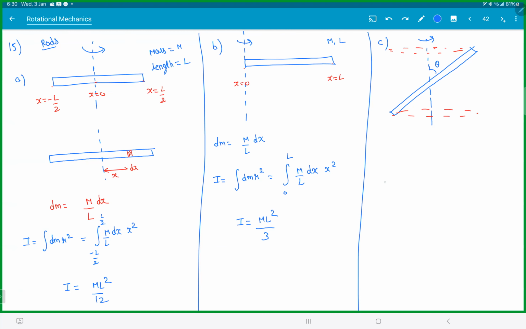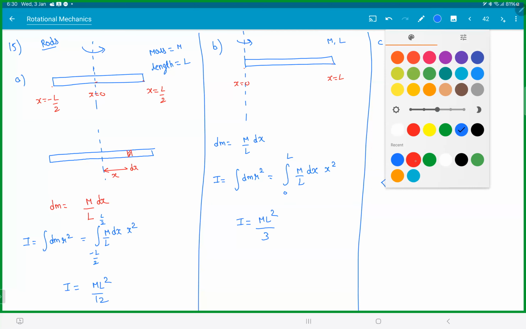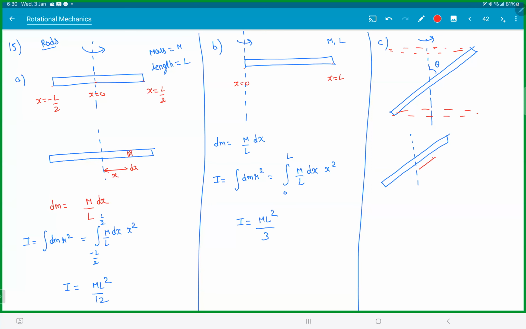Same idea here. The only difference is, now understand one thing. Whenever you take limits, whenever you take elements, the element should always be taken along the rod. Are you getting it? Don't say like this, this is x and this. You can't take the element like this. X should always be along the rod, and the element should always be along the x only. So the element will still be this part only, dx.